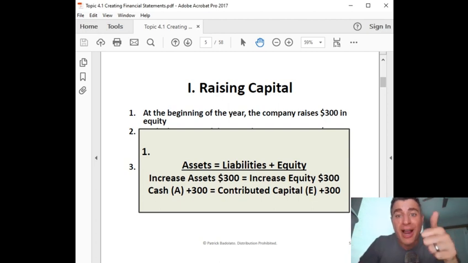So we're going to increase our assets 300, and we're going to increase our equity. Sorry, I should have started here. This all is going to build off the idea of assets equal liabilities plus equity. That's the accounting equation, or the balance sheet equation. Not to imply in any way that the balance sheet's the only thing we need, but it's the way we actually want to think about processing transactions.